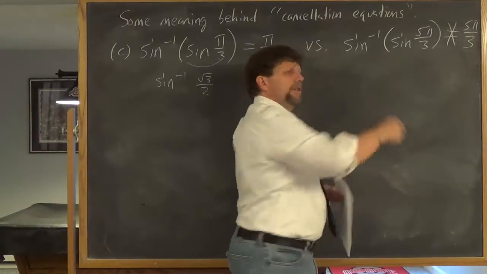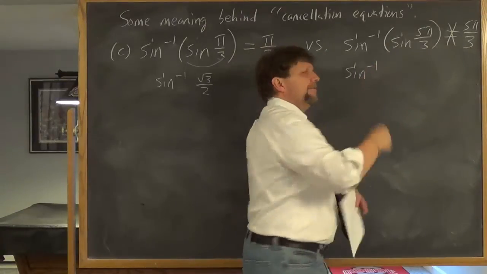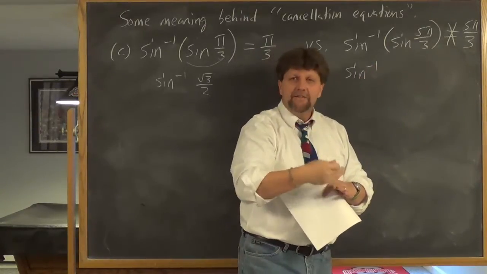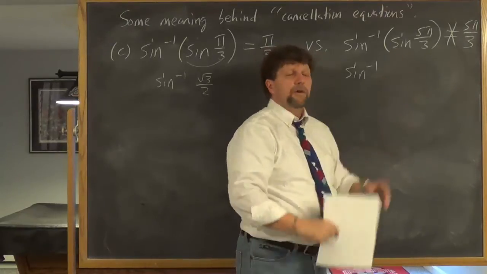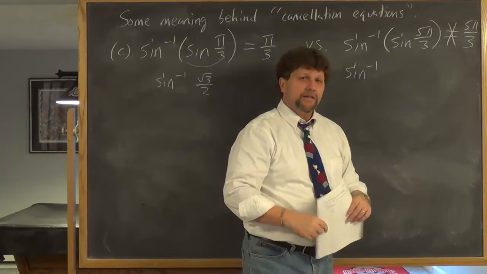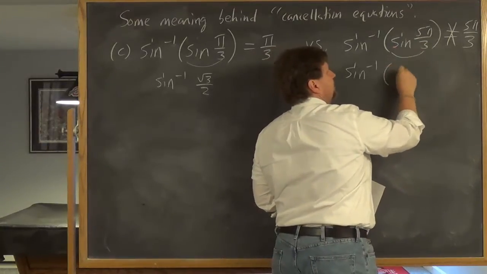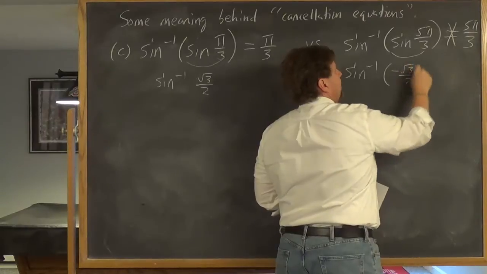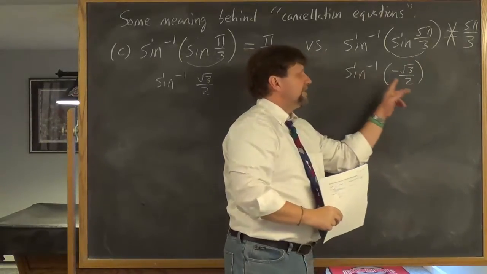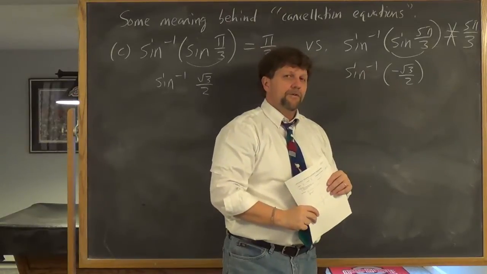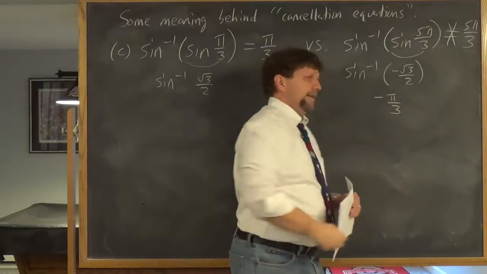But we could still do this problem. We could still determine what inverse sine of sine 5 pi over 3 is, because from the unit circle we do know what the sine of 5 pi over 3 is. The sine of 5 pi over 3 is negative square root 3 over 2. So inverse sine of negative square root 3 over 2 is negative pi over 3.